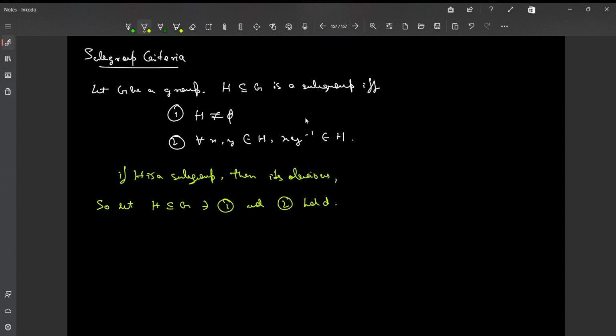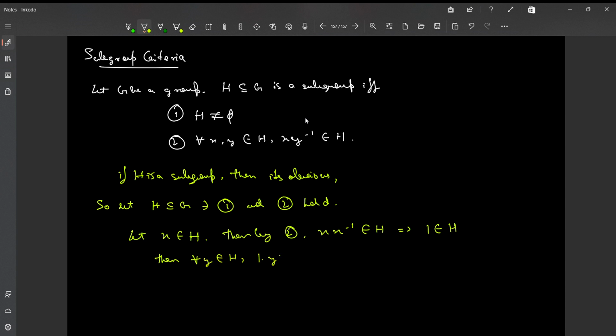So let's start. First, let x be in H. Now, if x is in H, then by 2, x inverse must be in H, right? But x x inverse by definition is 1, so 1 is in H. This also proves that the identity in H is the same as the identity in G. This is not obvious in the case of larger abstract objects. For example, when you study rings, you will see that the identity element can differ in a subring. Let's not go there.